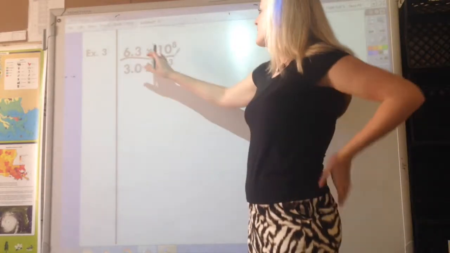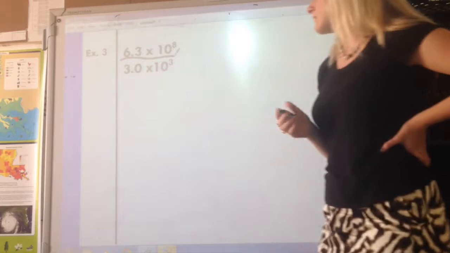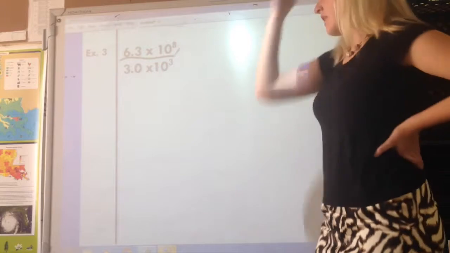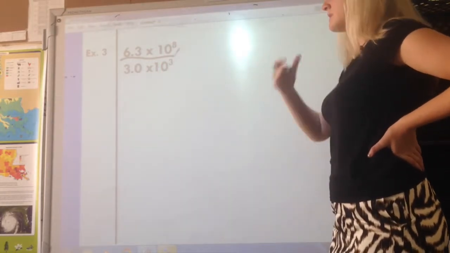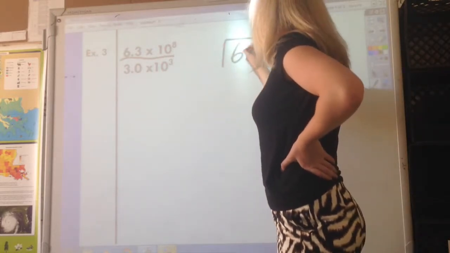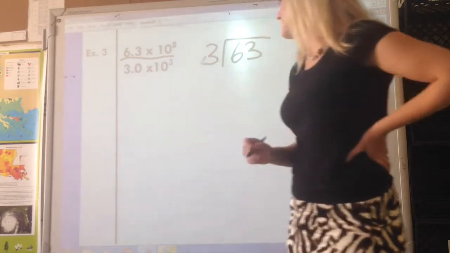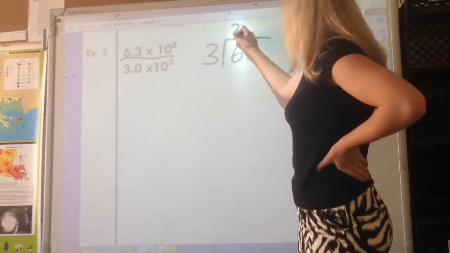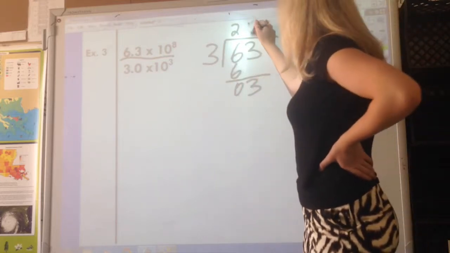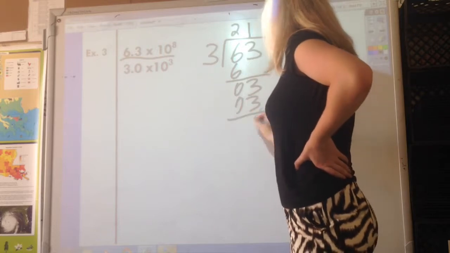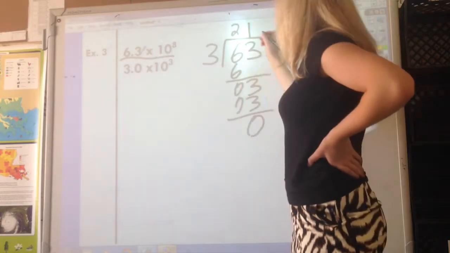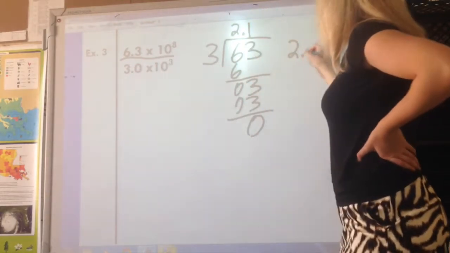All right, example 3. If I have 6.3 times 10 to the 8th over 3.0 times 10 to the 3rd, I know because of my line that this means I'm going to divide. And the way that I divide this is I just do top in, bottom out, and then I subtract my exponents. Again, I'm going to ignore my decimal until the end. 3 goes into 6 twice. 3 times 2 is 6. That leaves me with 3. 3 goes into 3 one time. 1 times 3 is 3. Leaves me with 0. And I know that I had one number behind the decimal, so I know that my final answer is 2.1.